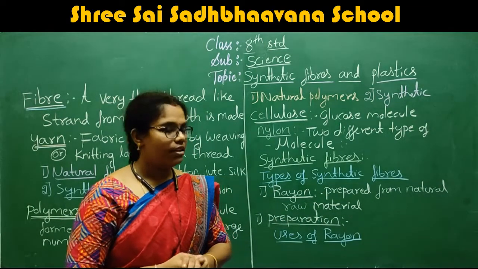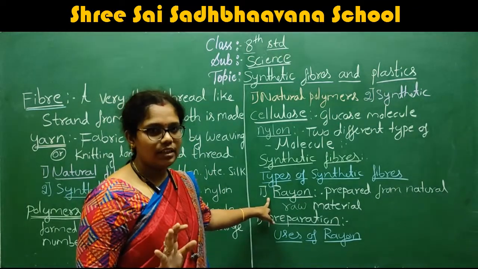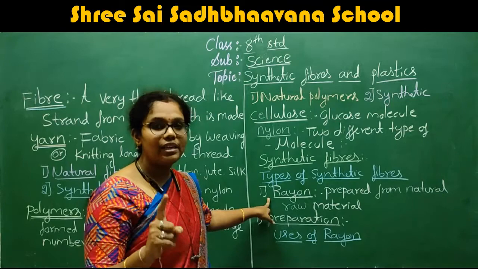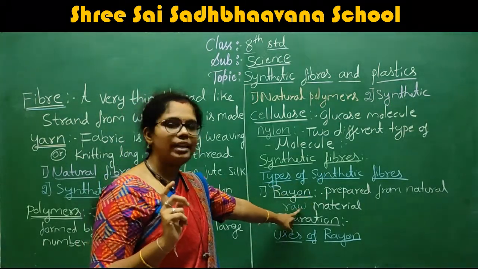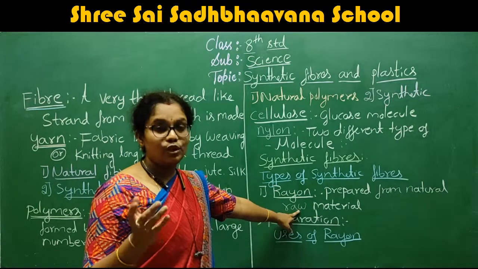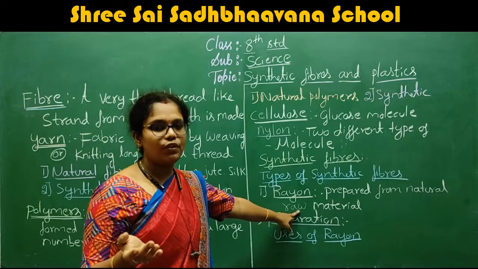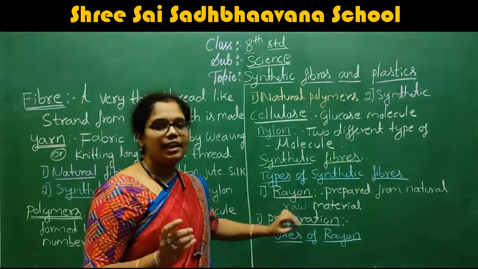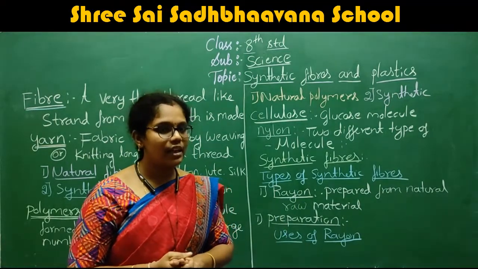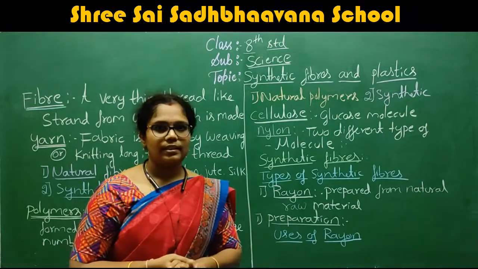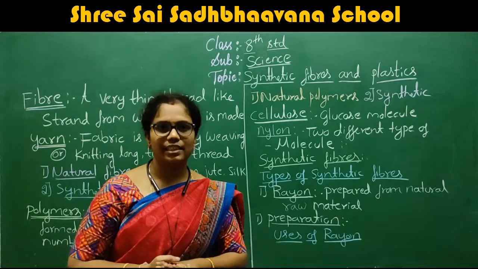One more time I tell. Rayon is a synthetic fiber only, but it is prepared by man using natural raw materials like wood pulp. By the usage of the wood pulp, we prepare this rayon. Therefore, rayon is called a half synthetic and half natural fiber. Understood?